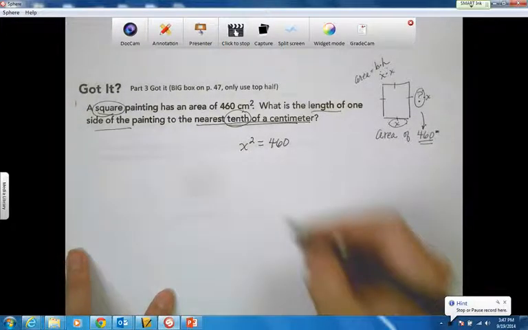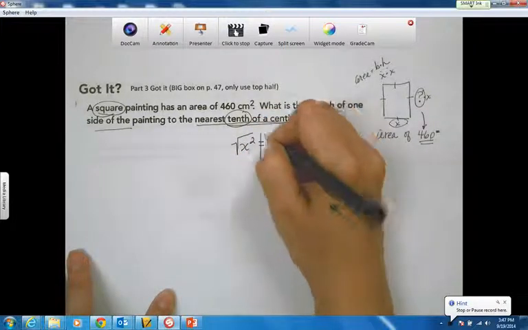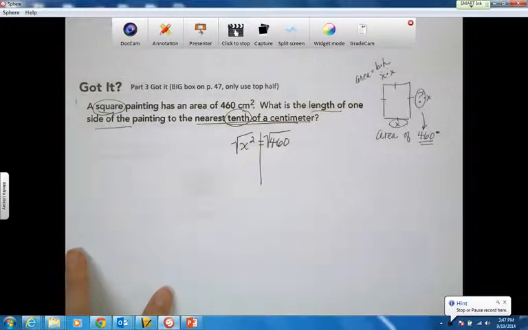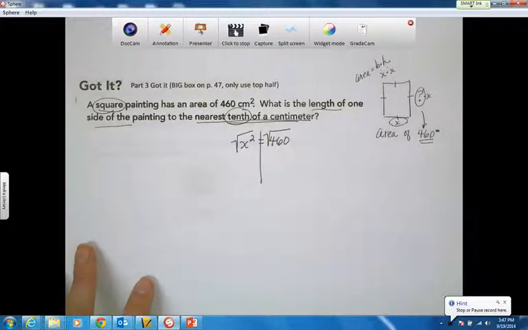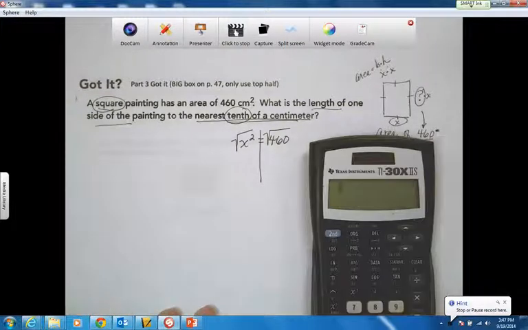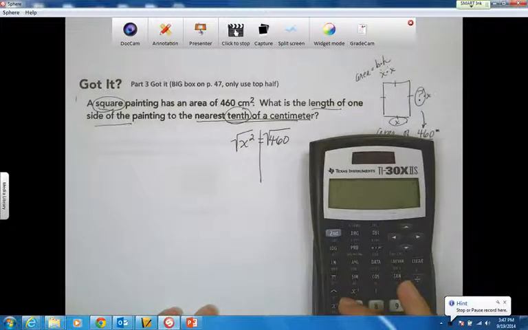I don't know the square root of 460. I should know that it's not a perfect square, which means it's an irrational number, but I might need to grab my calculator at this point and go ahead and hit second square root and go ahead and put in, oops, I hit the wrong one. Let me try that again.